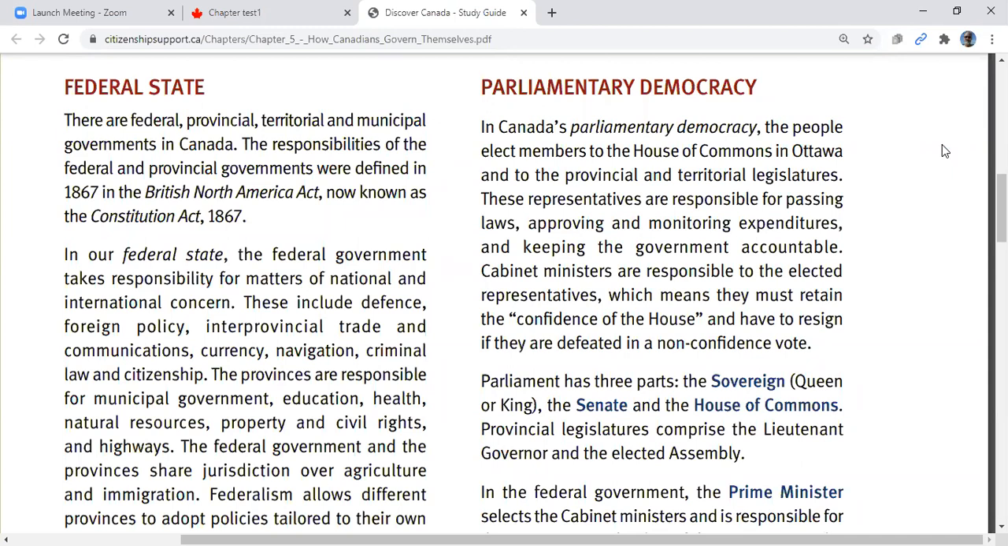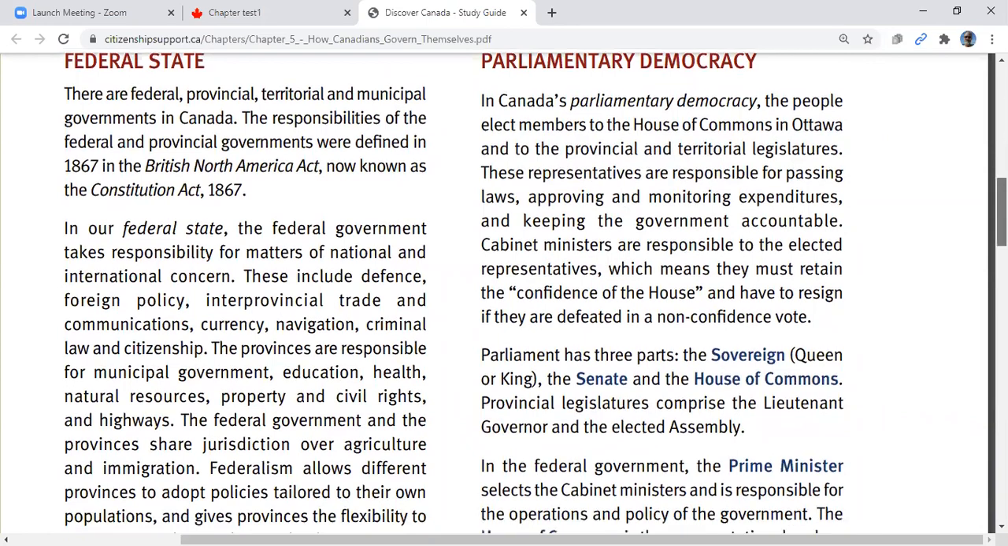And then the third thing they do is they keep the government accountable. That means all the members of parliament have to make sure the government is doing a good job and doing what they say. So that's why we have a government, and then we have an opposition to make sure the government is doing a good job. So try to remember these three things. The representatives are responsible for passing laws, so making laws, and then approving and monitoring expenditures, looking at how the money is spent, and then making sure the government is accountable, make sure the government is doing its job. Those are the three things that are important in a parliamentary democracy.